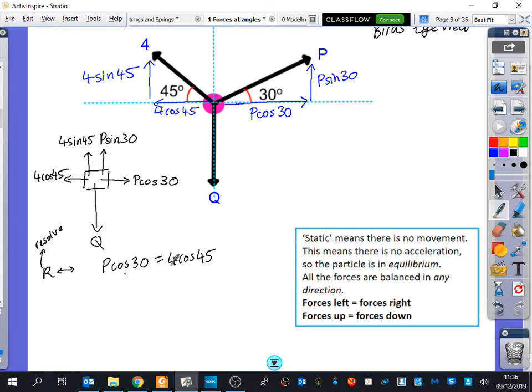So cos 30 and 4 cos 45 are just numbers. So P is 4 cos 45 divided by cos 30. Make sure you're in degrees mode, because we're now working in degrees. So 4 cos 45 divided by cos 30, and we get 3.27 newtons to 3 significant figures. The accurate version, though, is 4 root 6 over 3, because you might use that later on in the question.